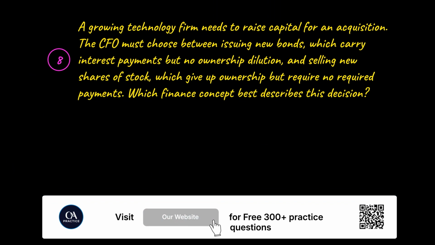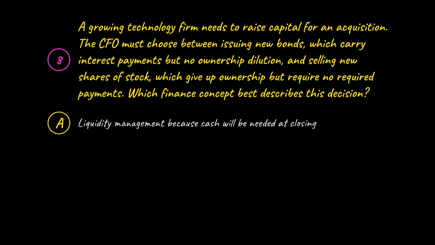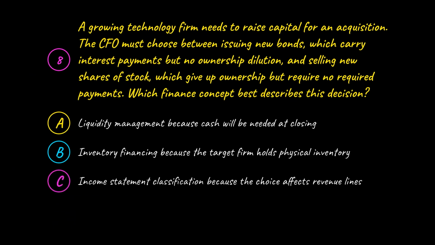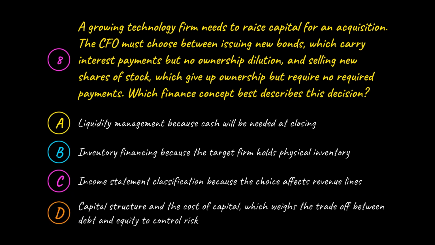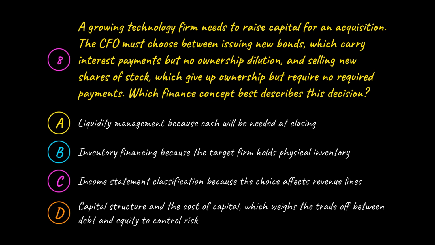Your options are A. Liquidity management because cash will be needed at closing. B. Inventory financing because the target firm holds physical inventory. C. Income statement classification because the choice affects revenue lines. D. Capital structure and the cost of capital, which weighs the trade-off between debt and equity to control risk. Got a guess? Lock it in.